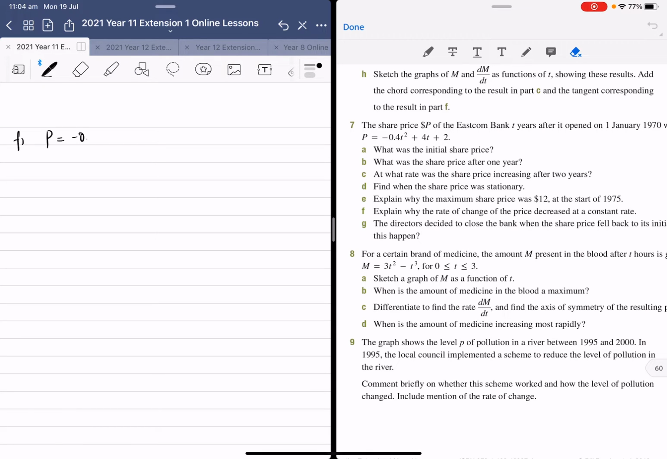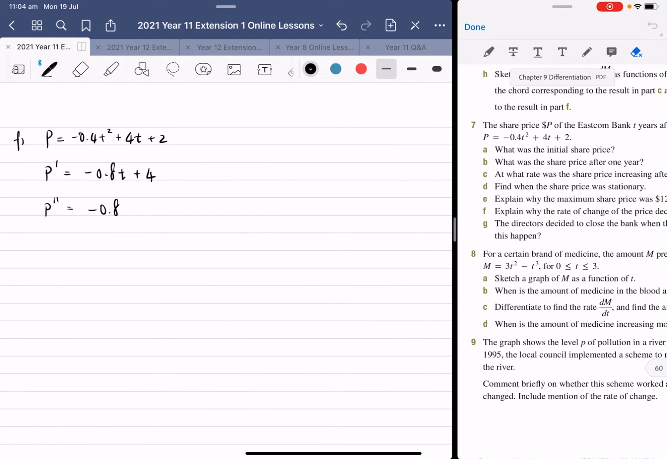So first write down the P. We do P dash here. Let's do the P double dash. Let me explain to you what's going on. Now this function is the change of share price.